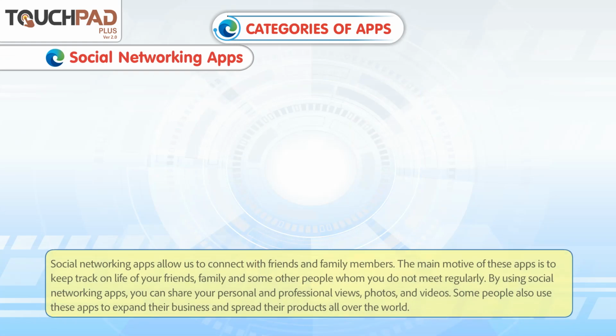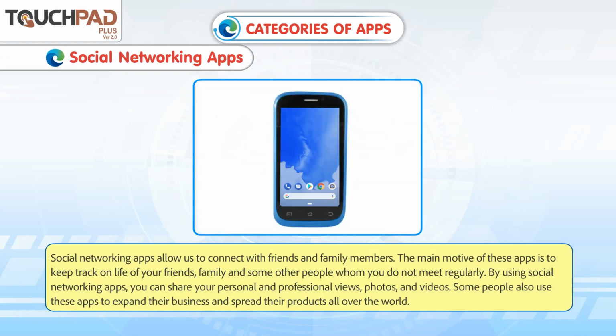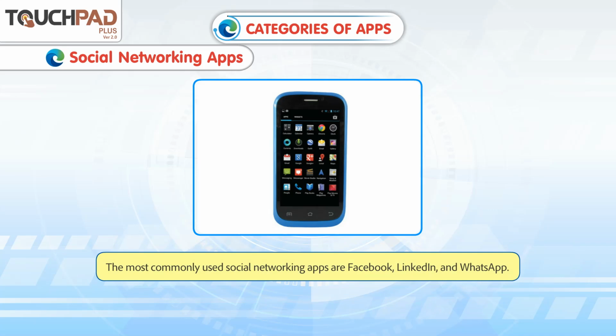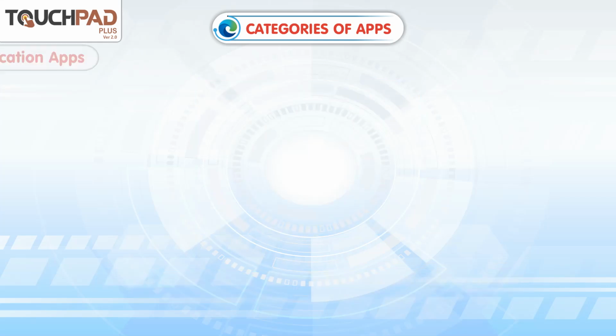Social networking apps. Social networking apps allow us to connect with friends and family members. The main motive of these apps is to keep track on life of your friends, family, and some other people whom you do not meet regularly. By using social networking apps, you can share your personal and professional views, photos, and videos. Some people also use these apps to expand their business and spread their products all over the world. The most commonly used social networking apps are Facebook, LinkedIn, and WhatsApp.